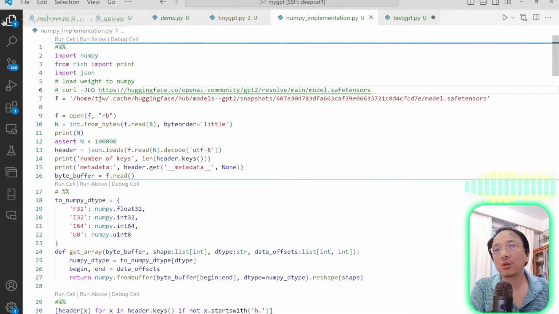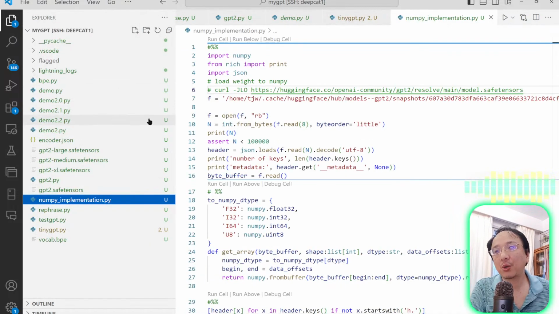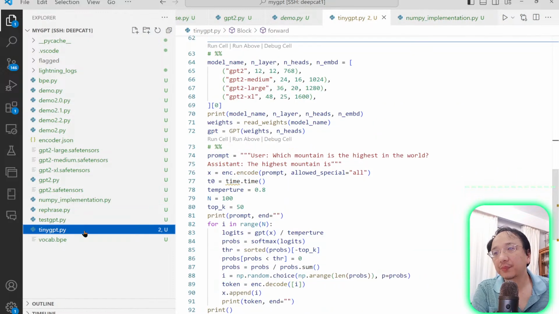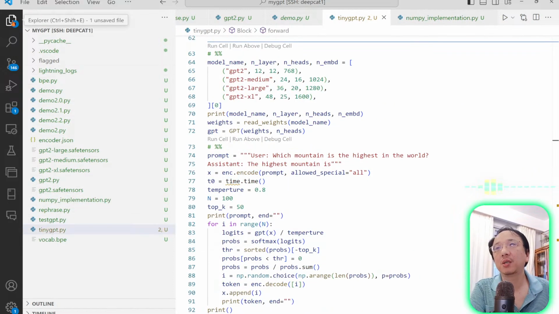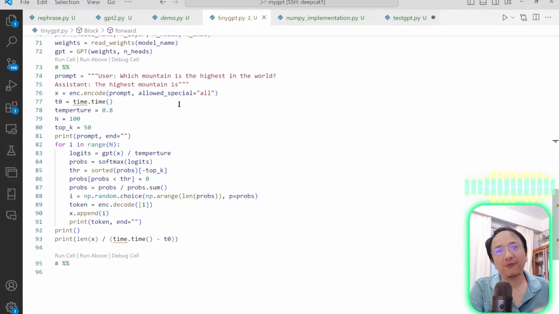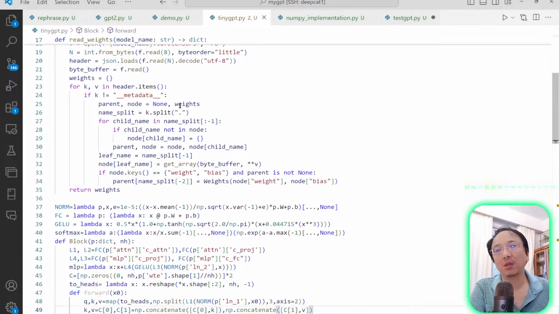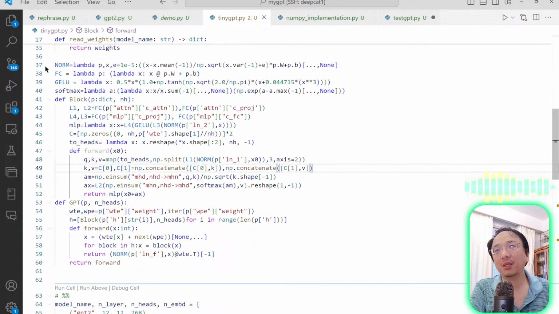So before we show that, let me show you this one, tiny GPT. So in fact, the implementation of GPT is quite simple. I can actually put them in just like 20 lines. This is a whole implementation of GPT-2.